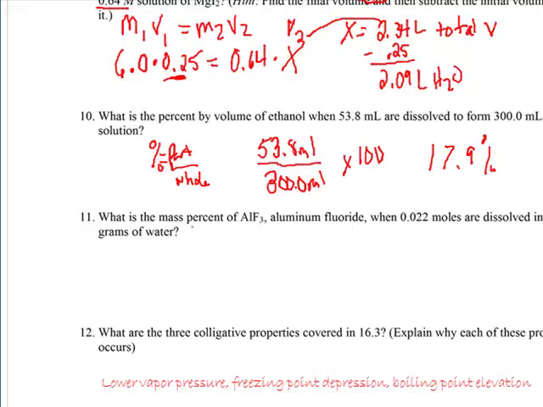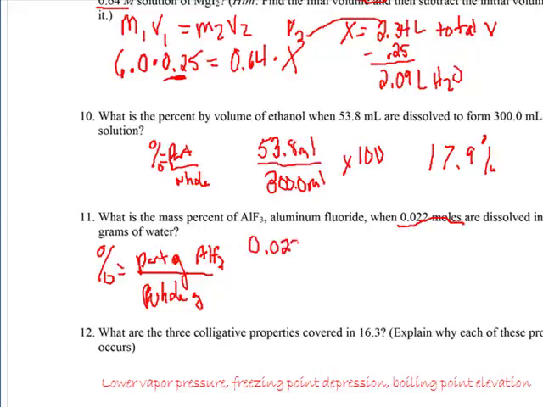Number 11, what's the mass percent, so we're doing percent by mass, of aluminum fluoride when 0.022 moles and so on. So we're going to deal with percent, and it's by mass, so it's the part that's in grams, that's aluminum fluoride, divided by the whole solution in grams. Now the only catch is, the problem's not giving me grams of aluminum fluoride to start with, it's giving me moles.